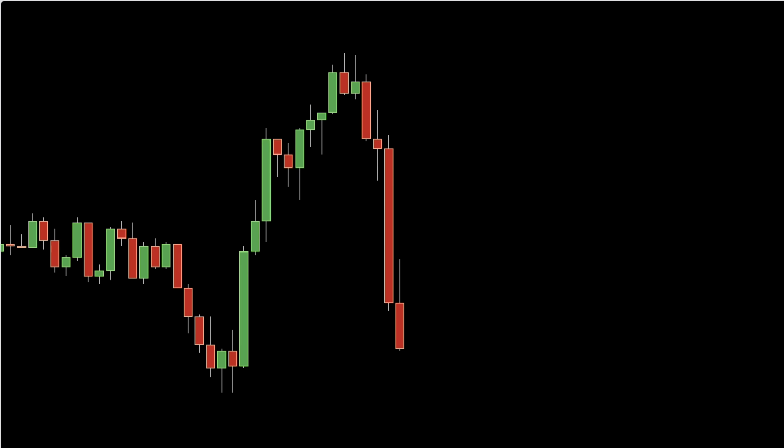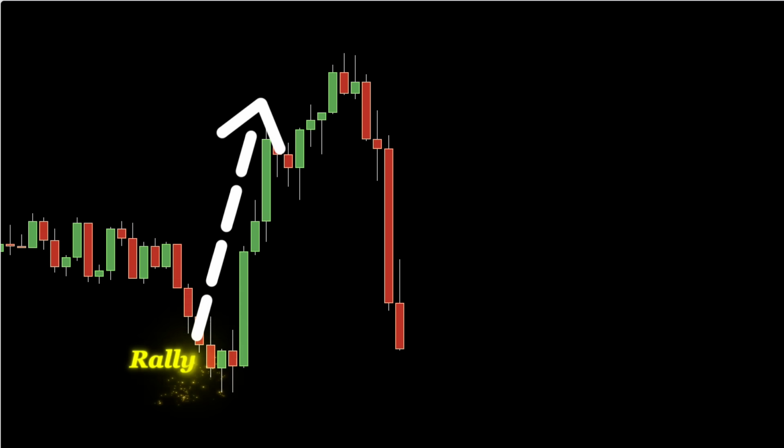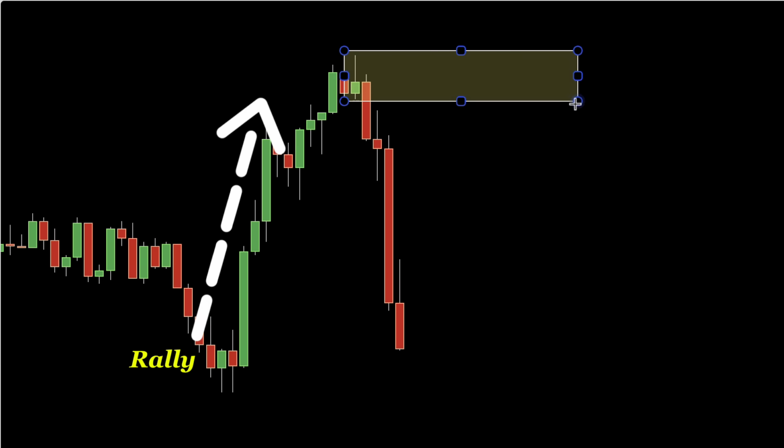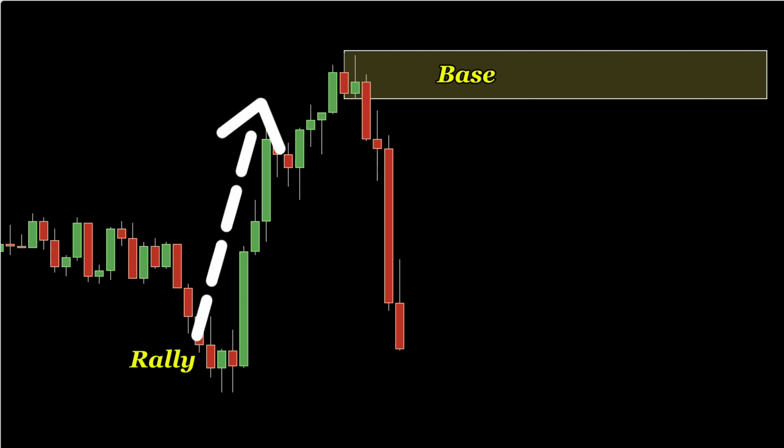Now, looking at this real chart, we see the rally-based drop pattern in action. First, there's a rally, a move driven by smart money as the price pushes higher. Then the market hits a base. This is where institutional traders begin offloading their positions, creating a supply zone. What happens next? The price makes a sharp drop, but this is where we need to stay patient.